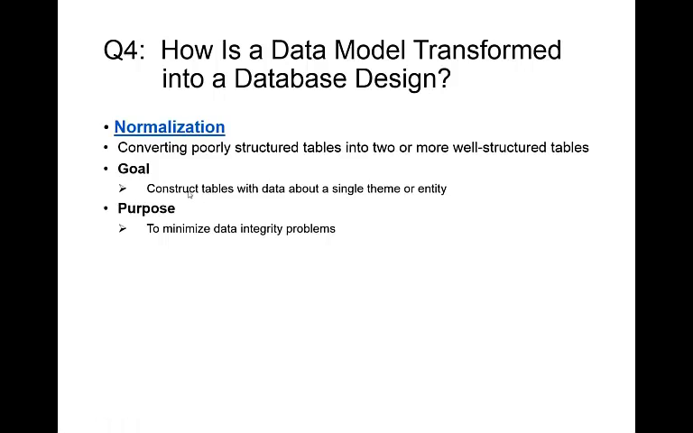A big part of it is learning how to do something called normalization. Which is essentially converting poorly structured tables into two or more well-structured tables. So what's a poorly structured table? Well, a poorly structured table might be one where data is repeated in such a way that you could split it off and put it into a separate table. All right? So your goal is to construct tables with data about a single theme or entity and to minimize something called data integrity problems.